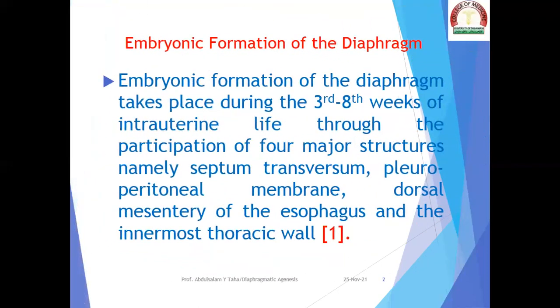We start by describing the embryonic formation of the diaphragm. Embryonic formation of the diaphragm takes place during the 3rd to 8th weeks of intrauterine life through the participation of 4 major structures, namely septum transversum, pleuro-peritoneal membrane, dorsal mesentery of the esophagus, and the innermost thoracic wall.